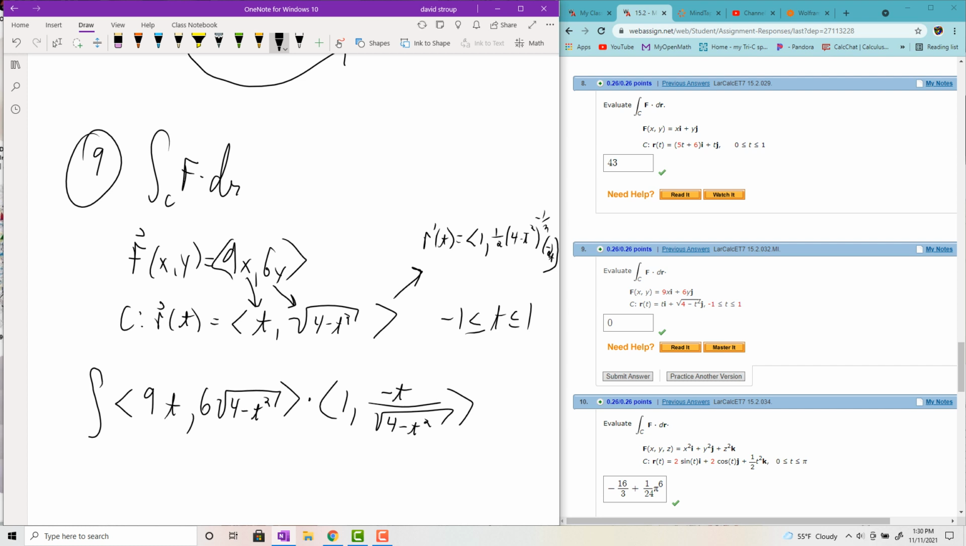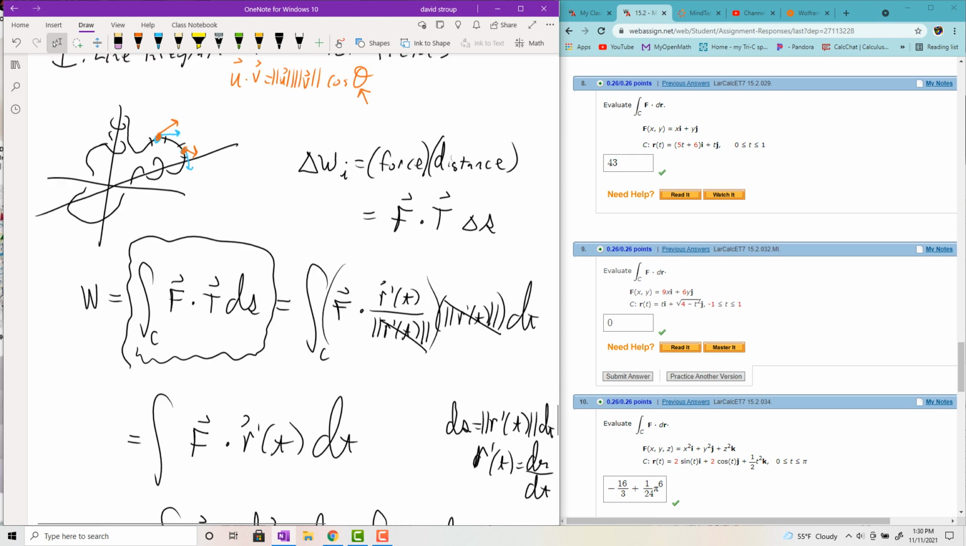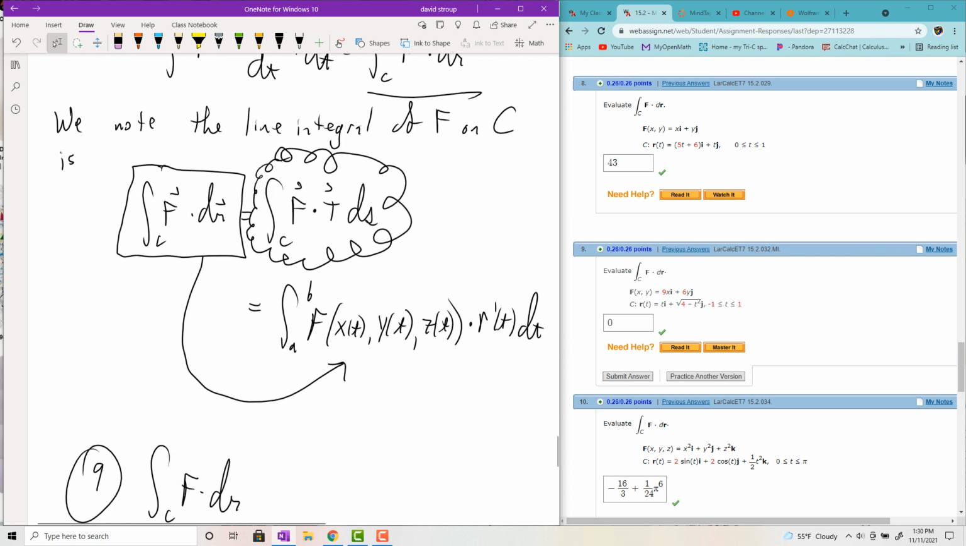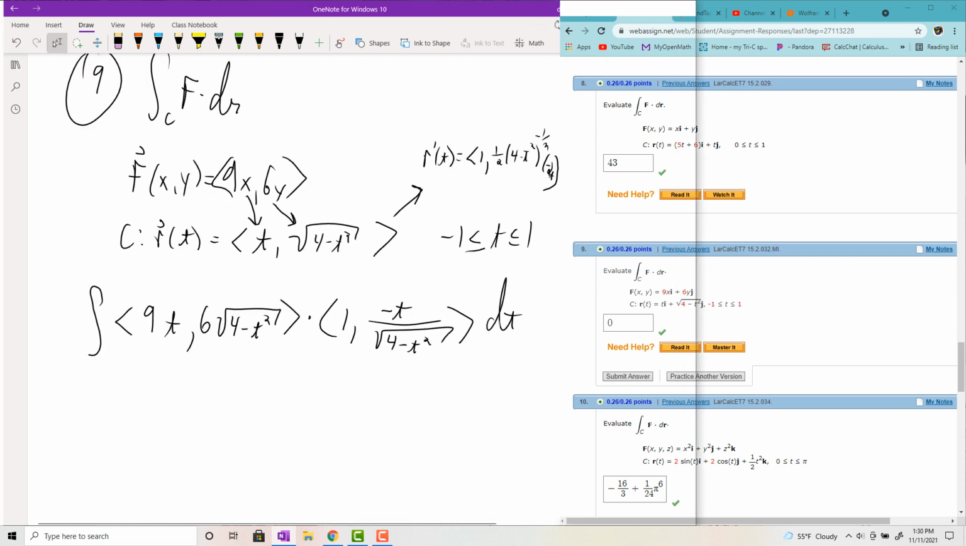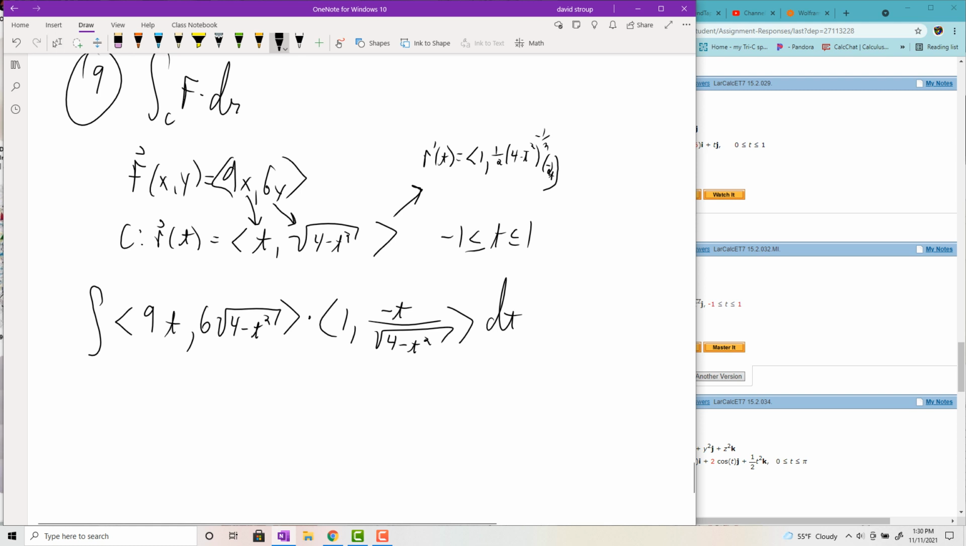And then dt, because that magnitude thing kind of cancels out. You don't have to worry about it here. Okay. So find the dot product and integrate from -1 to 1.